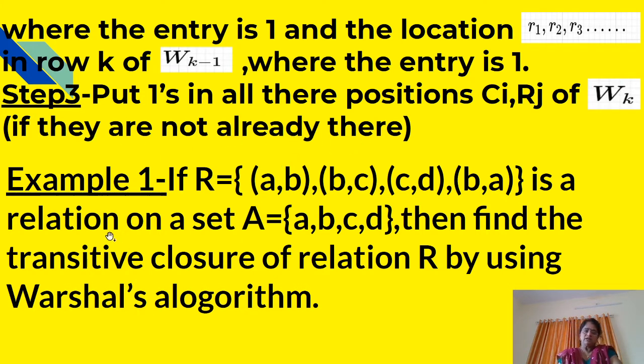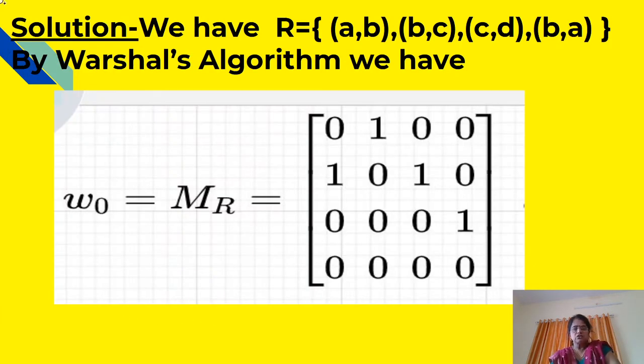Now we will see the sums on Warshall's algorithm. See the first example. If R is equal to {AB, BC, CD, BA} is a relation on a set A, where A is {A, B, C, D}, then find the transitive closure of relation R by using Warshall's algorithm. See the solution. We have been given R as AB, BC, CD and BA.